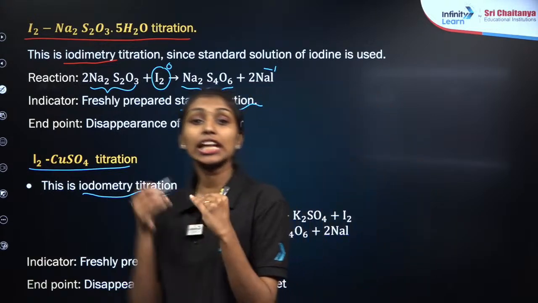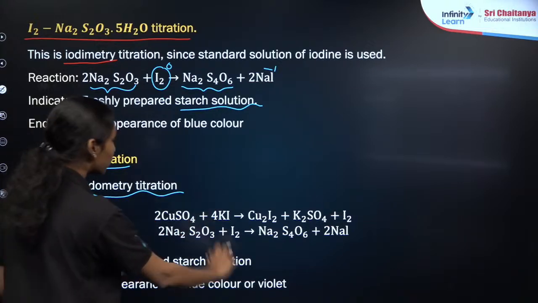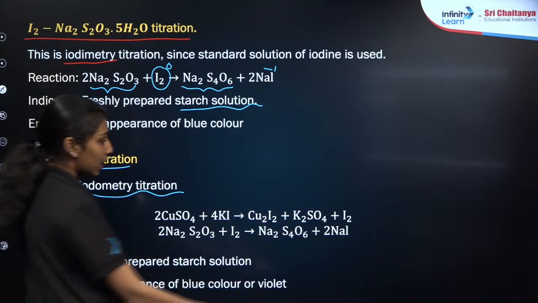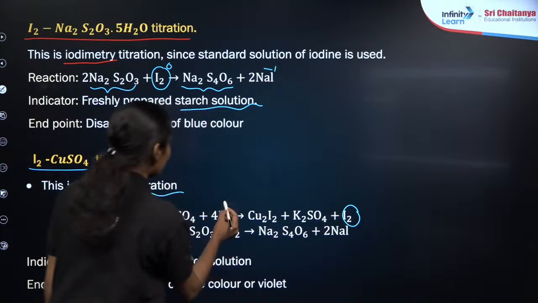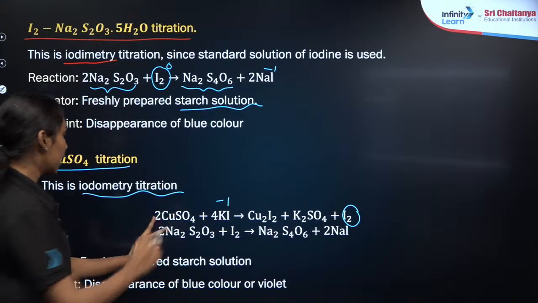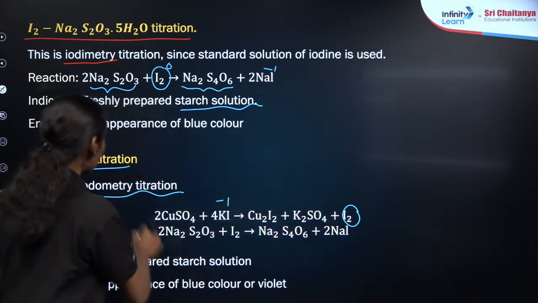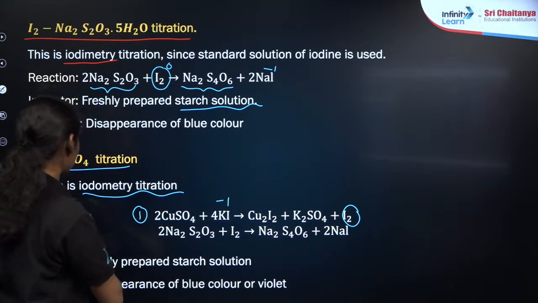This means that first any oxidizing agent reacts with potassium iodide to form liberated iodine. As you can see here, this is the -1 oxidation state. Copper sulfate is used as an oxidizing agent here. It first reacts with potassium iodide to form the liberated iodine. This will be the first step in the case of iodometric titration.